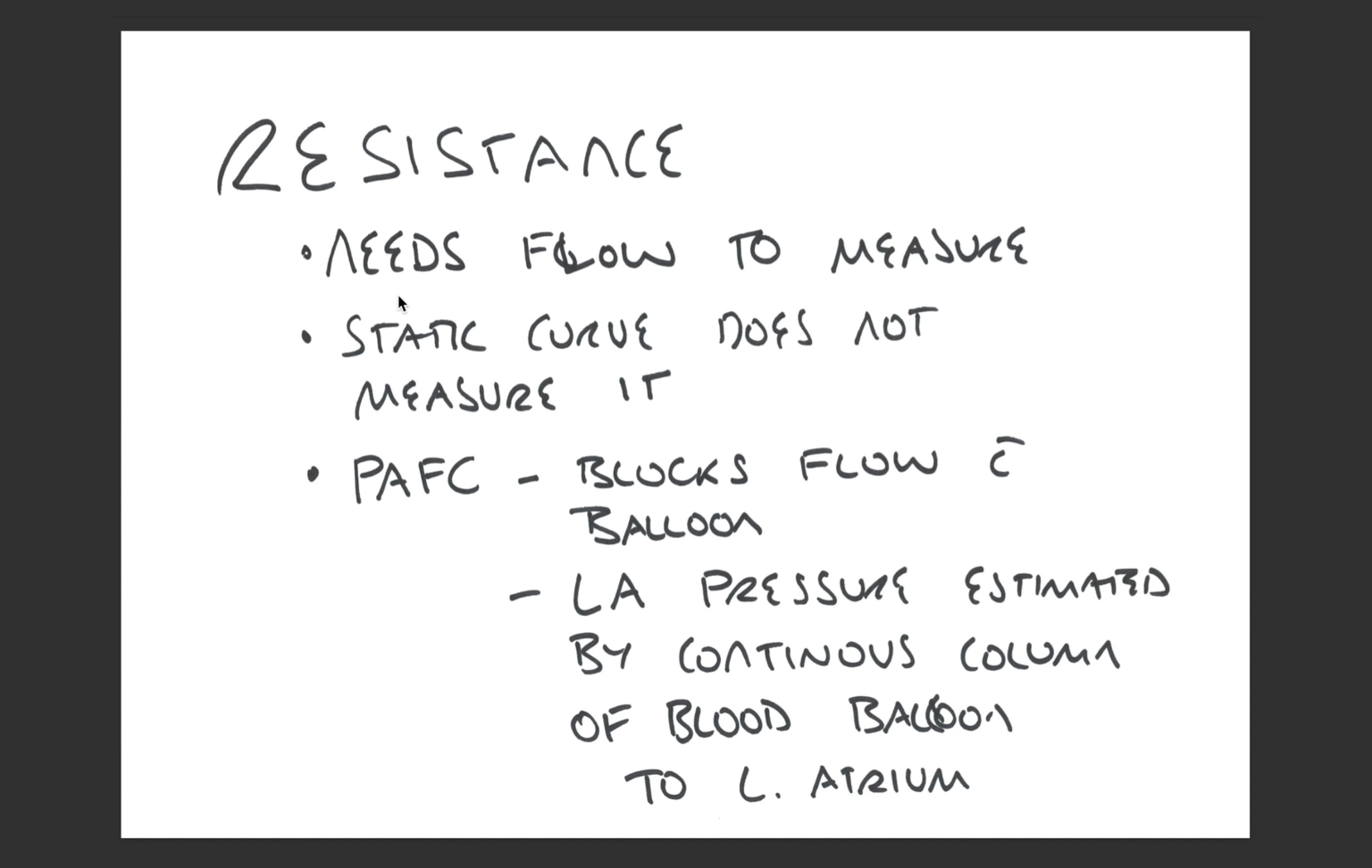Resistance. Resistance occurs to flow, so you need flow to measure it. A static curve eliminates resistance. A similar concept may be found with our pulmonary artery catheter, where we block flow with our balloon and measure the pressure distal to the balloon, assuming that there is a column of blood running from the tip to the left atrium of the patient, and that way we can estimate left atrial pressure, taking out resistance.